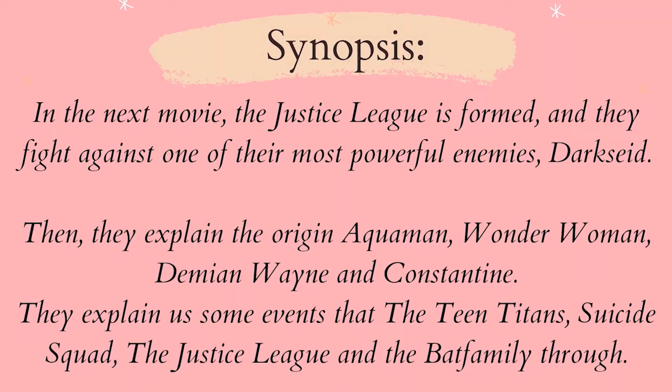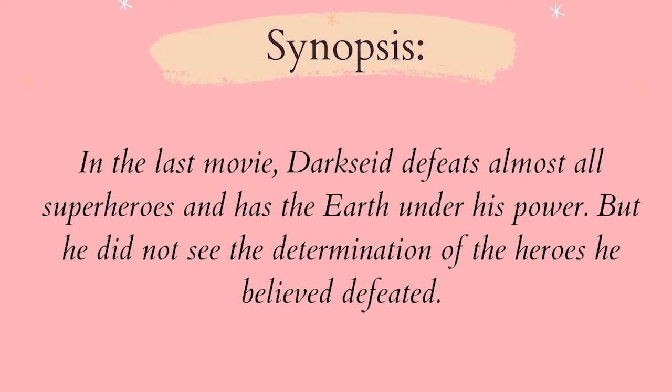In the next movie, the Justice League is formed, and they fight against one of their most powerful enemies, Darkseid. Then, they explain the origin of Aquaman, Wonder Woman, Damian Wayne and Constantine. They explain some events that the Teen Titans, Suicide Squad, the Justice League and the Bat Family go through. In the last movie, Darkseid defeats almost all superheroes and has the Earth under his power. But he did not see the determination of the heroes he believed defeated.